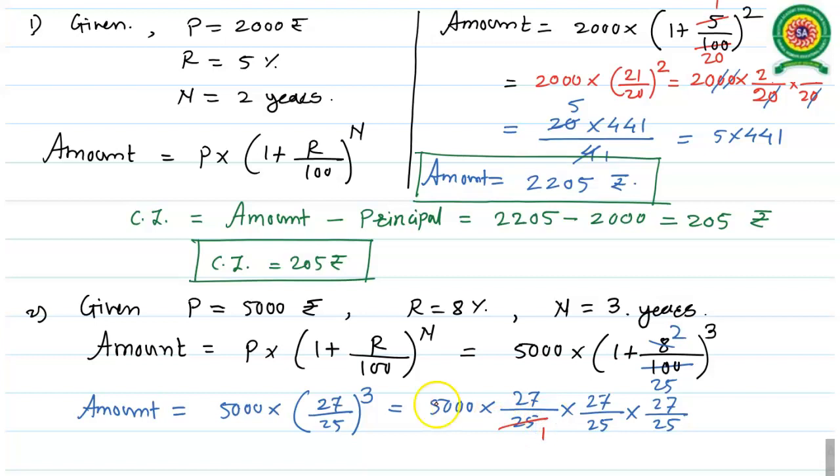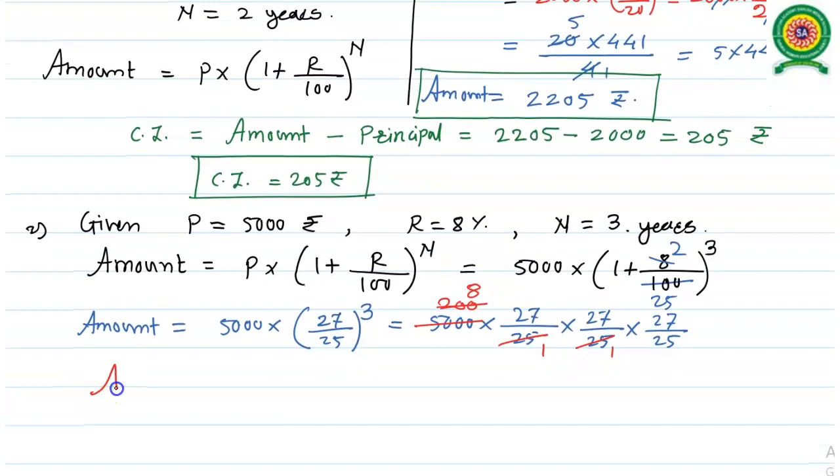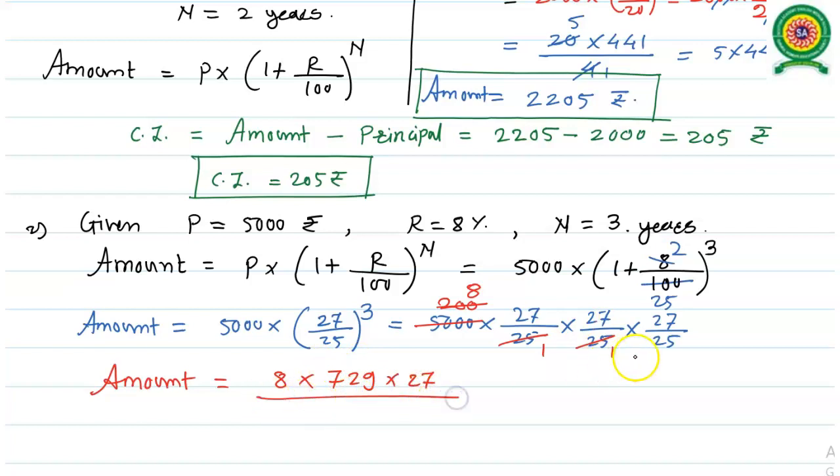Now we know 25 ones are 25, 25 twos are 50, and on it we have 2 zeros, so 25 eights are 200. So the amount equals, we remain with 8 into 27 into 27, which becomes 729, and one more 27, divided by 25. Now 8 into 27 into 729, we get 19,683 divided by 25. Now 19,683 into 8 gives 1,57,464 divided by 25.